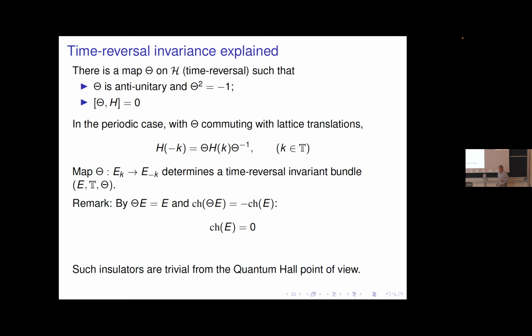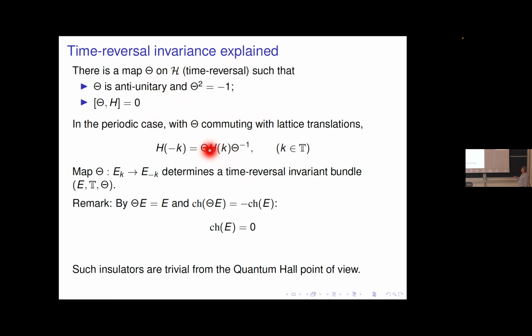So on top of what we had before, a symmetry is added. So we have an insulator as before. There is a gap between the bands where we put the Fermi energy. But in addition, there is a map theta on the Hilbert space that is called time reversal. It is anti-unitary, squares to minus 1, and it commutes with the Hamiltonian. And then we have the Hamiltonian that fibers, for each value of the quasi-momentum, as h of k.